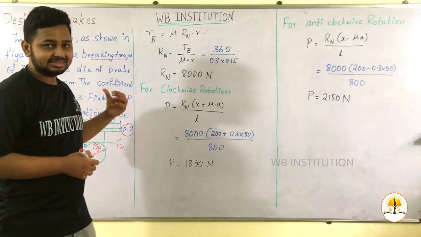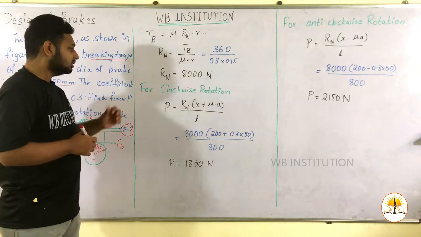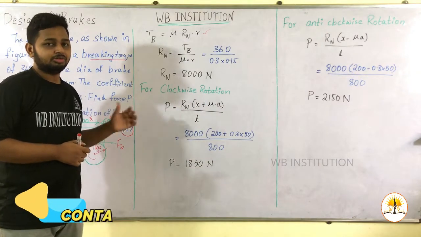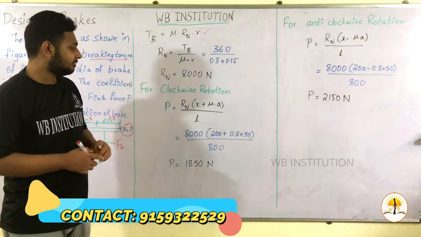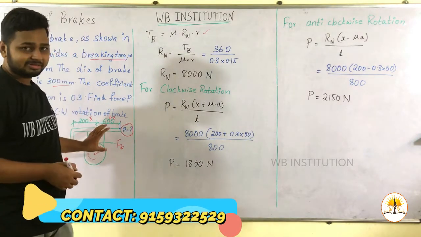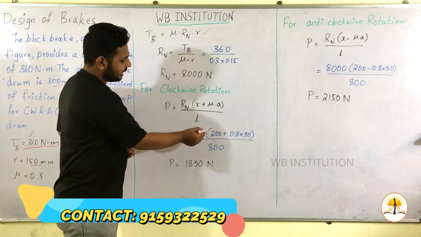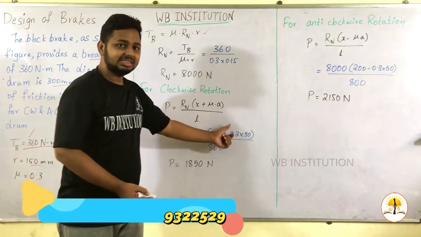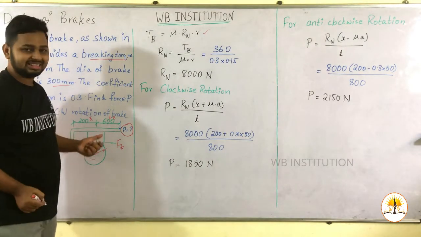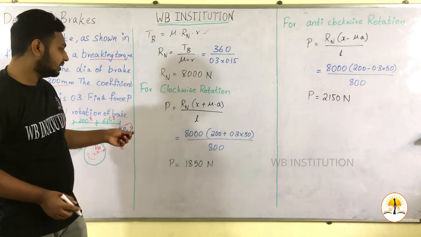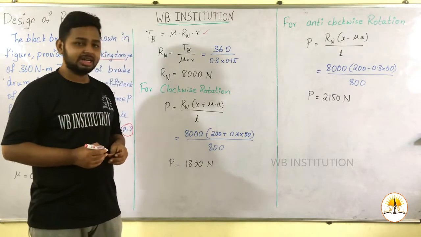Now let us solve this problem by substituting the value of Rn in the equations. So for clockwise rotation, we know the amount of force exerted P equal to Rn into x plus mu A, divided by L. All values are available in the question, we just need to substitute these values. So the Rn is 8000 Newton into x is 200 mm plus 0.3 into 50, divided by L. We have to calculate both x and L minus x, that is 600 plus 200, 800 mm. So now we can calculate the value of P, that is 1850 Newton.